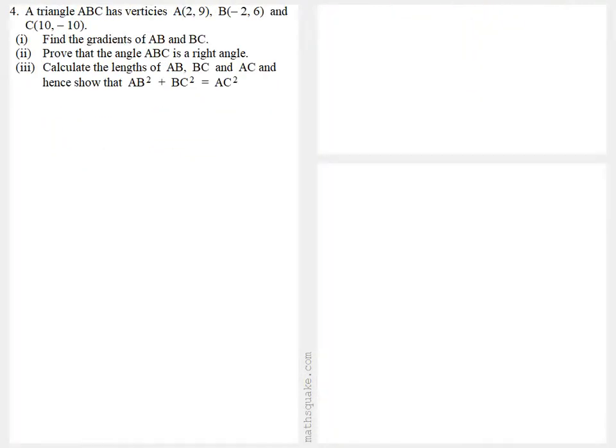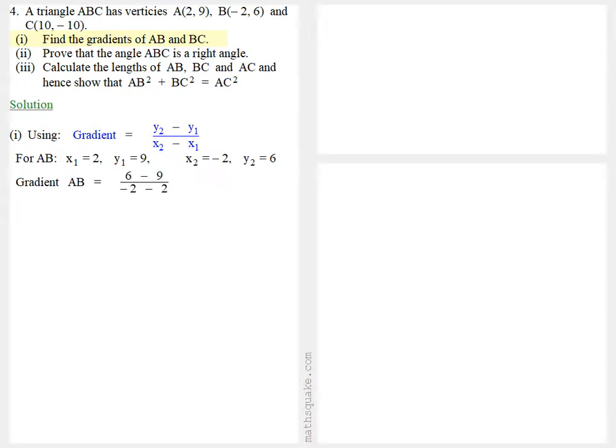In question 4, we're told a triangle ABC has vertices A, which is 2, 9, B, which is minus 2, 6, and C, which is 10, minus 10. We first have to find the gradients of AB and BC. So using the gradient formula for AB, we have x1 is equal to 2, y1 is equal to 9, x2 is equal to minus 2, and y2 is equal to 6. This gives the gradient of AB as 6 minus 9 over minus 2 take away 2, which is minus 3 over minus 4, or the gradient of AB is 3/4.